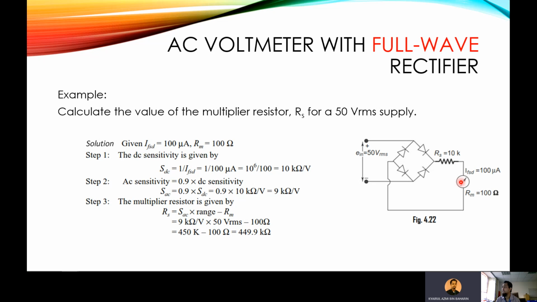So we have a 50 volt RMS. We want to calculate the value for RS here. What is the value? This is the configuration of the meter given. So in this context, we assume that the diode is a perfect diode. There is no voltage across it.